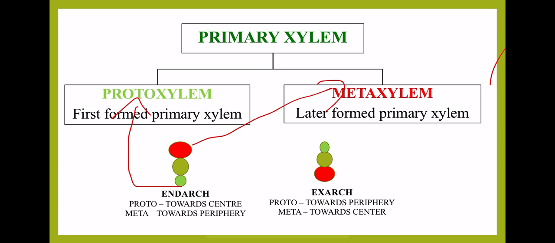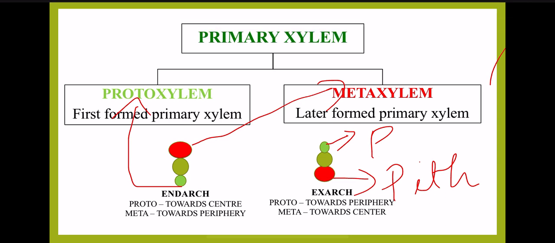If the protoxylem is towards the center, that is towards the pith, and the metaxylem is towards the endodermis, the peripheral region, that condition is called endarch. If the protoxylem is towards the periphery and the metaxylem towards the pith, this condition is called exarch. This is about the protoxylem and metaxylem.